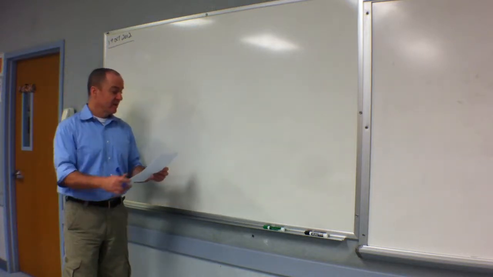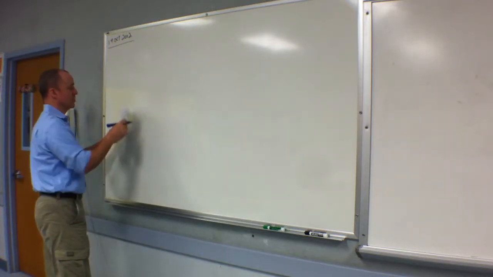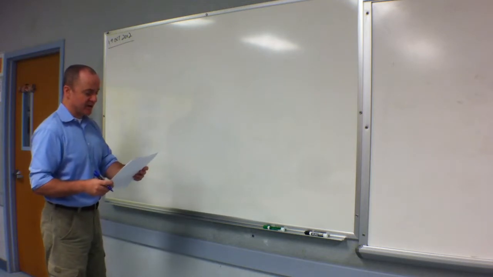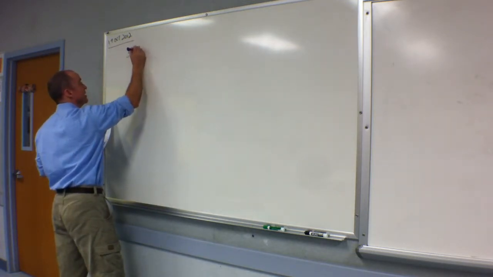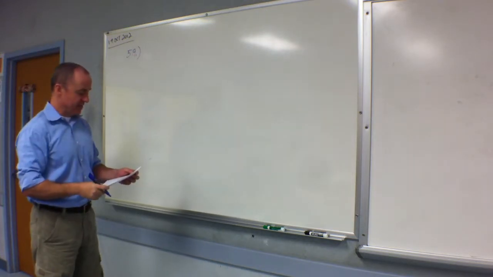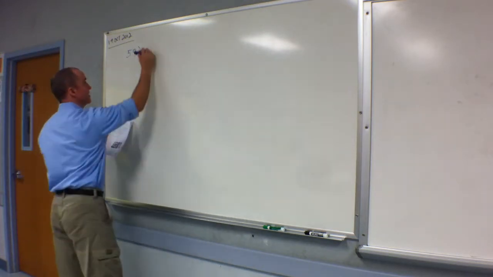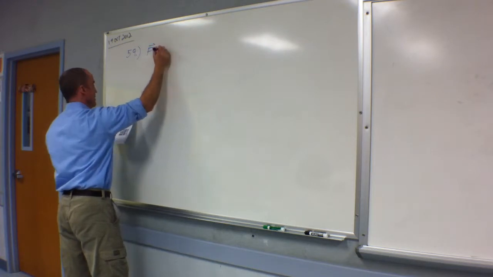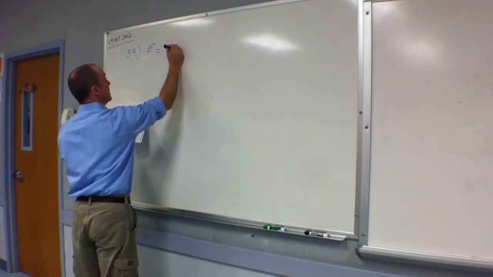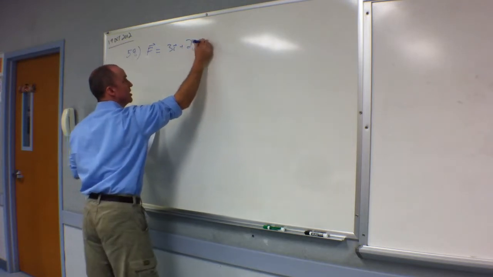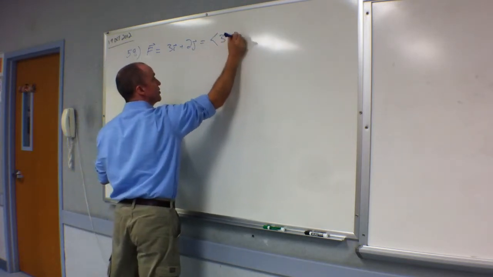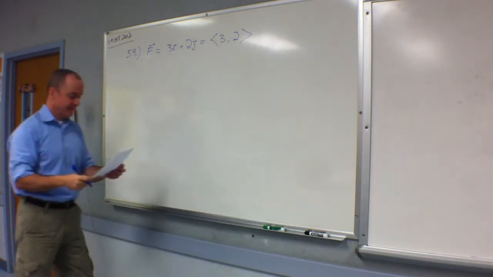Alright, so we are just going over the homework, and they were application vector problems. And I'm going to do it backwards, so they should seem to get easier. Starting with number 59, a force is given by the vector F equals 3i plus 2j. And as you all know, that can just be rewritten as <3, 2>, correct?